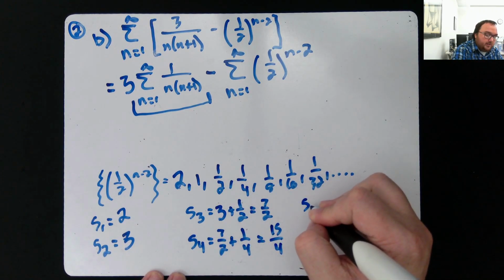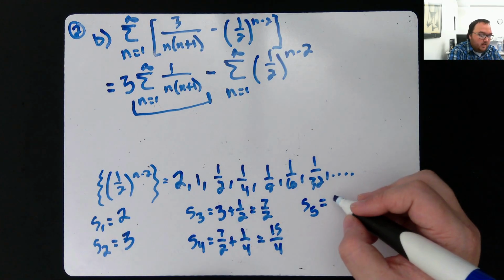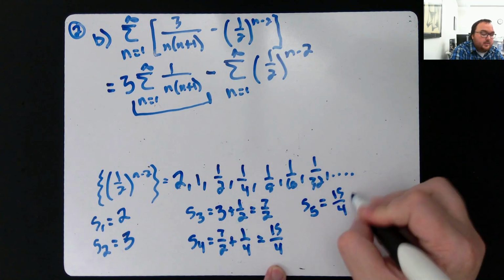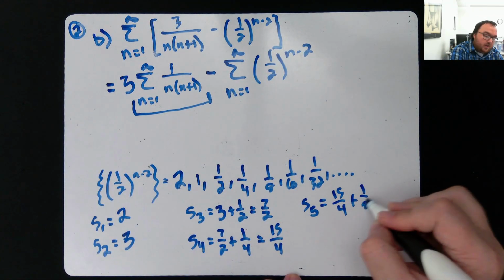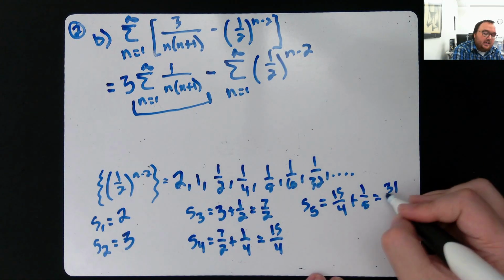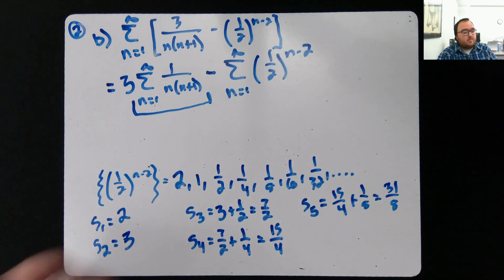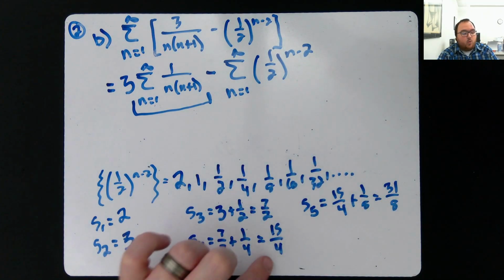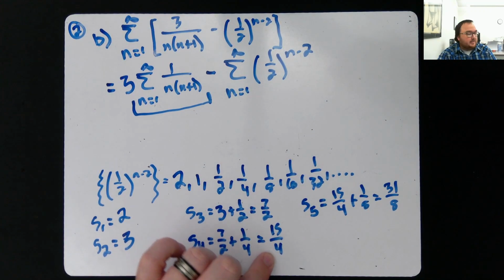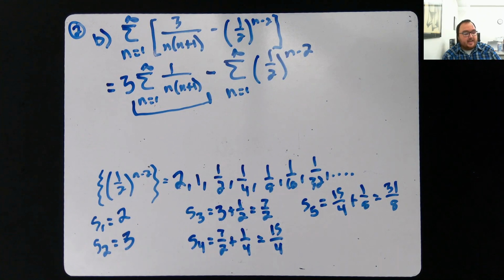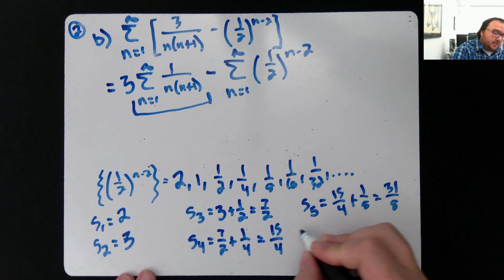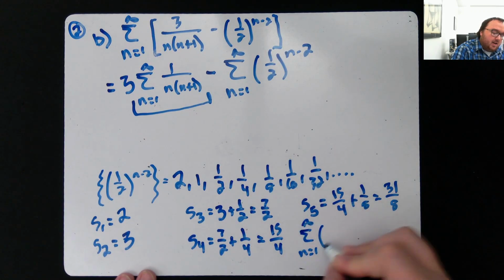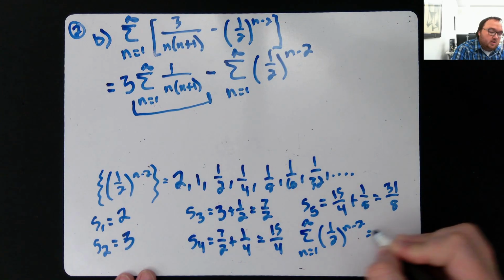Then go to S5. My first four terms I know add up to 15/4, plus my fifth term, which is 1/8. That would give me 31 over 8, and let's see if I can see what's happening there. Notice I'm getting really close to 4, right? Because 8 times 4 would be 32, and I'm almost there. 4 times 4 is 16. I'm almost there, right? So this is getting really close to 4. So the sum from n equals 1 to infinity of 1/2 to the n minus 2 is 4.